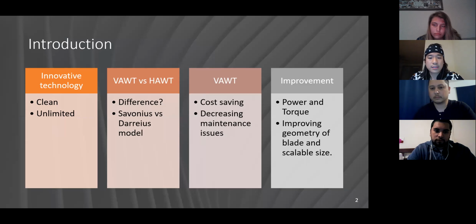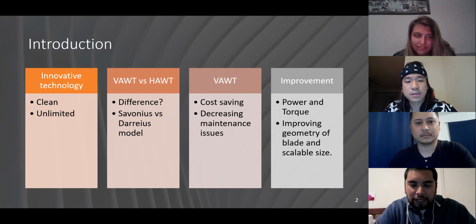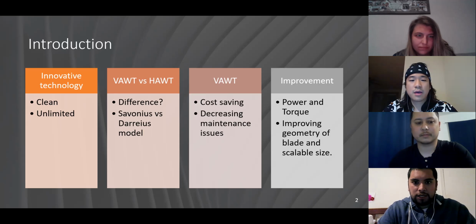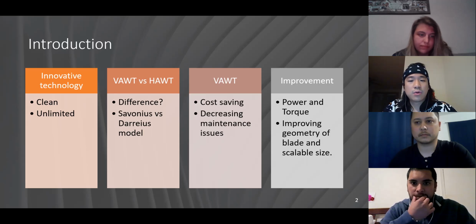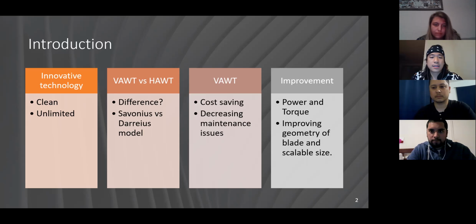So essentially, wind turbines are divided into two types: the Savonius, which is a vertical axis wind turbine, and the Darrieus, which is a horizontal axis wind turbine. For our team project, various models have a simple manufacturing design, meaning it's easy to make. The drawback of the current design is low power output, and it has a negative torque in certain areas. Our new design is meant to improve on those.